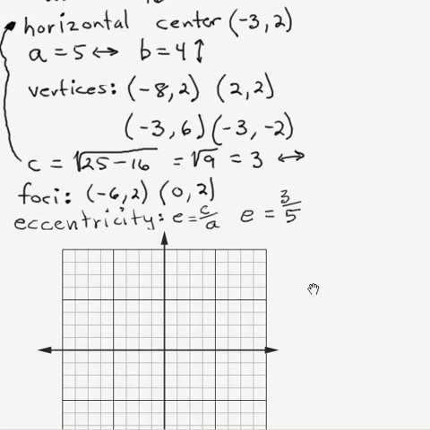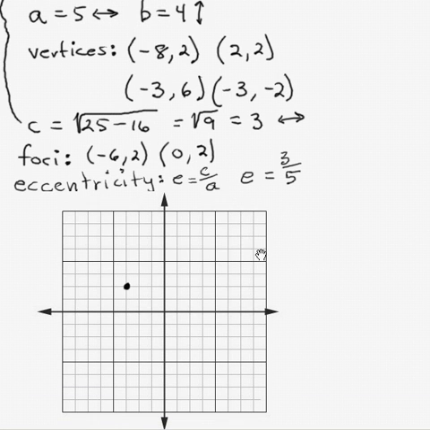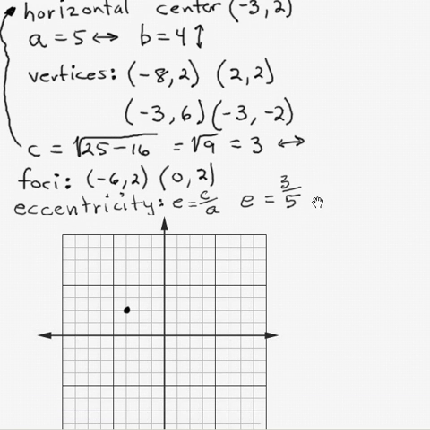All right, let's graph this with everything that we have. We've got our center. Let's just scroll back to see that that was negative 3, positive 2. We're going to go left 5 and right 5 to find 2 vertices. So there's a point left 5. Here's the point right 5. Here's the point up 4. And here's the point down 4.